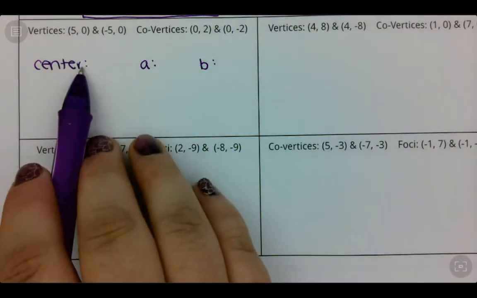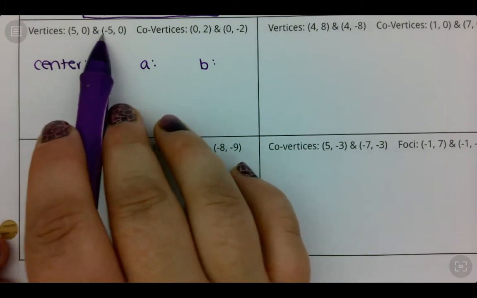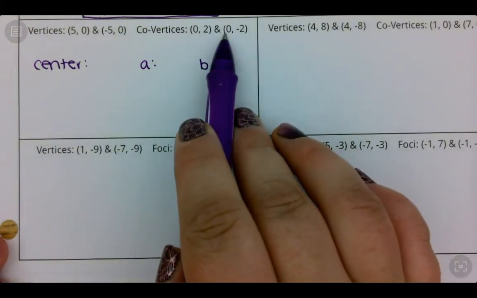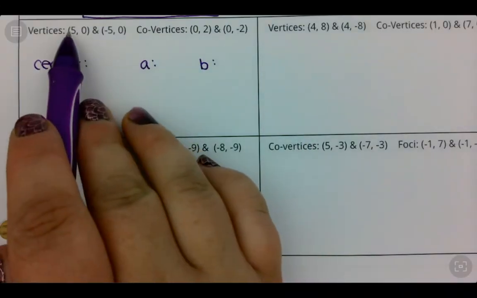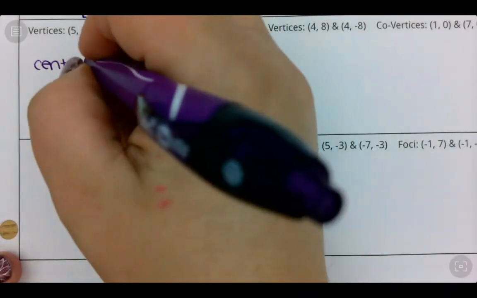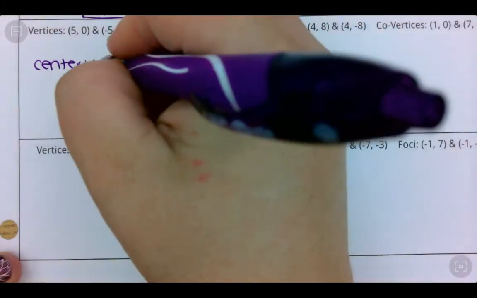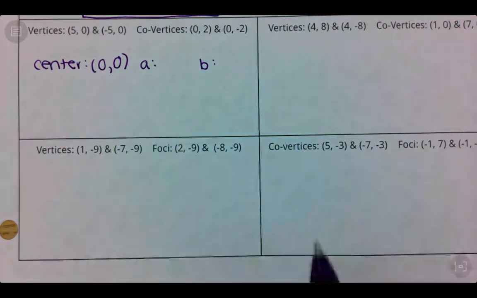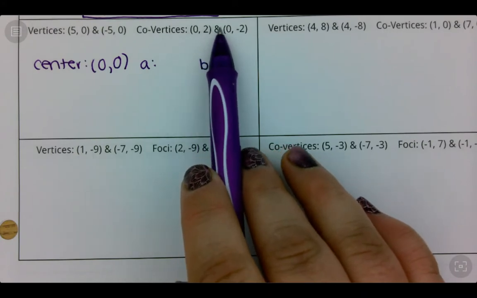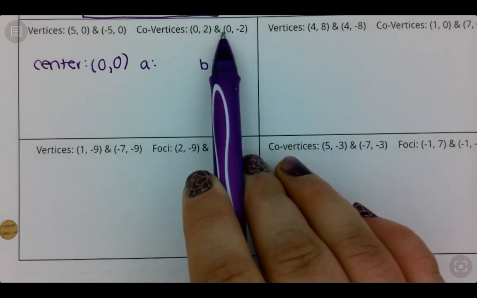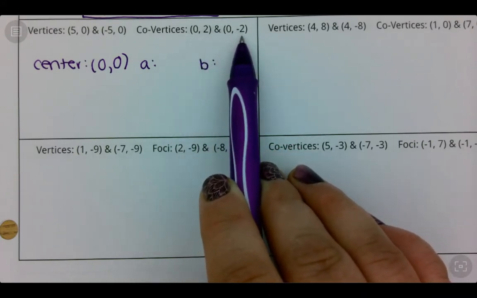So for the center, you can either find the middle of these 2 or the middle of these 2. They're the same thing. So halfway between 5 and -5 is 0. Halfway between 0 and 0 is 0. Same thing over here. Halfway between 0 and 0 would be 0. Halfway between 2 and -2 would be 0.